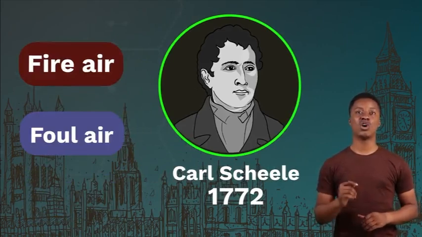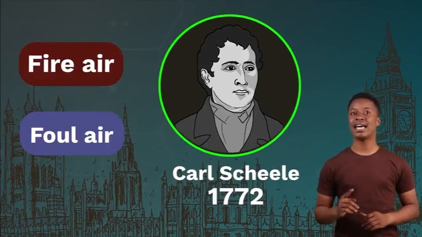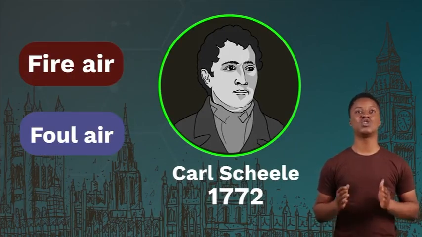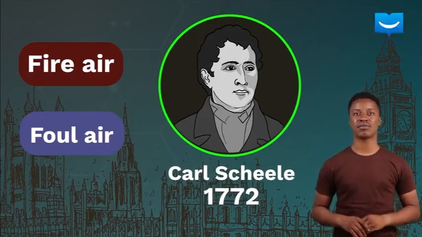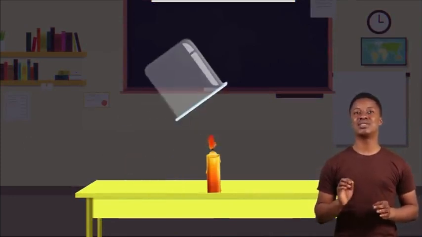The fire air is oxygen because it supports burning of substances, while foul air is nitrogen gas because it does not support combustion. For example, if a burning candle is covered with a transparent container, the flame will go off when all the oxygen in the container has been used up. This is because the nitrogen gas, which is the major component of air left behind, does not support combustion.